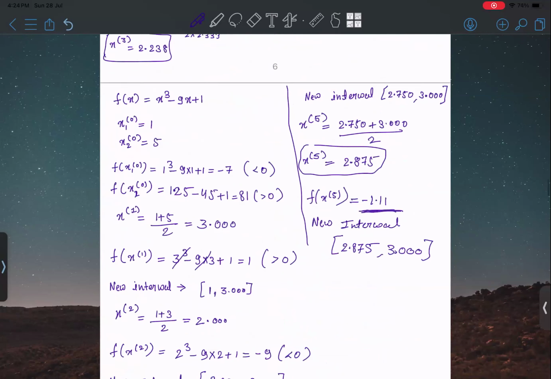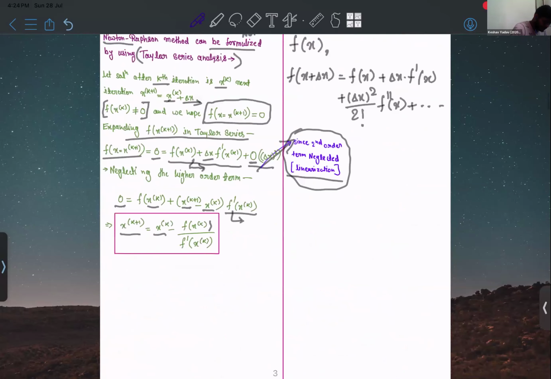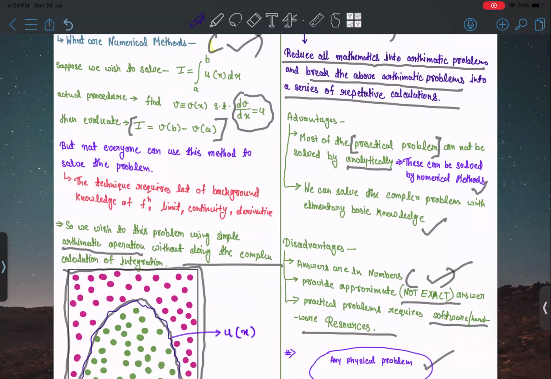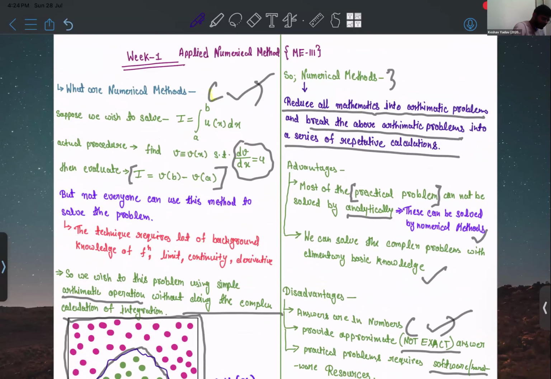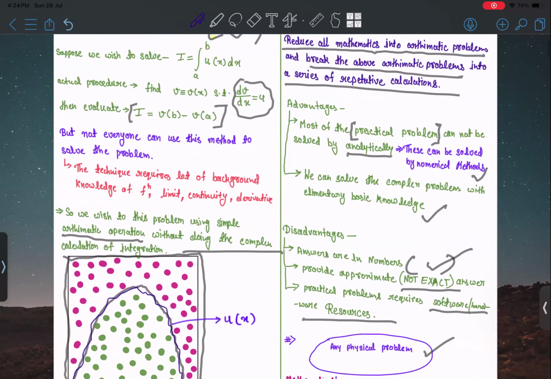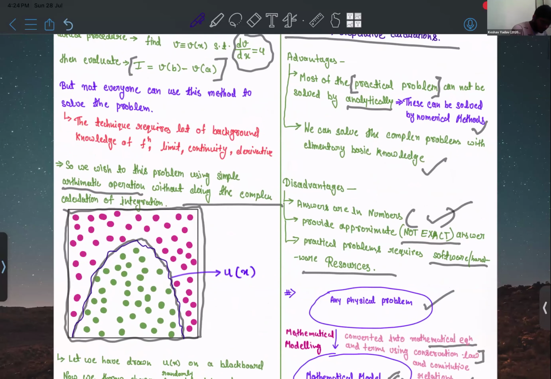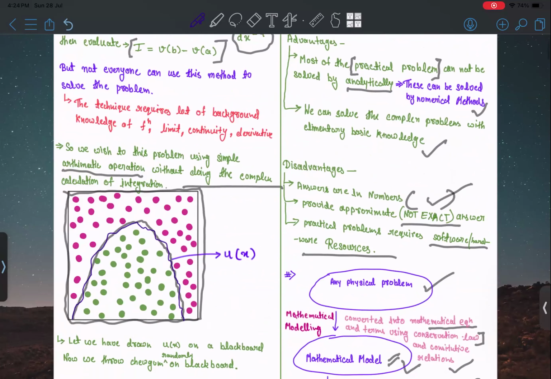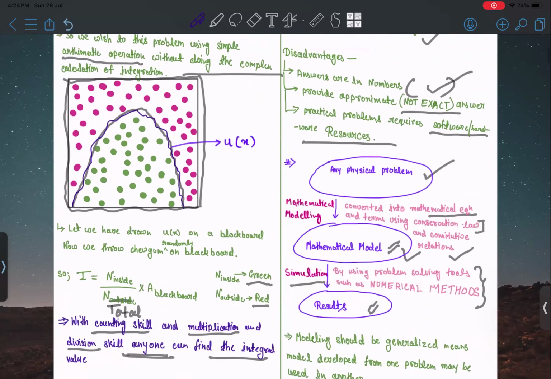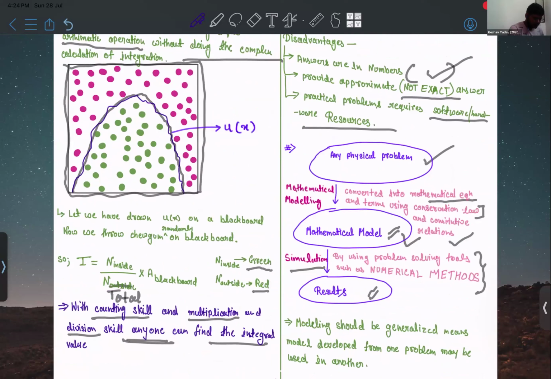So what we have done first: we have seen why numerical methods are important, and what the numerical methods are, their advantages and disadvantages. Then how physical problems are solved. It is converted into a mathematical model, then solved on a computer using a numerical method or analytically. That is called simulation. The first step is called the mathematical model, and after this we get the desired result.